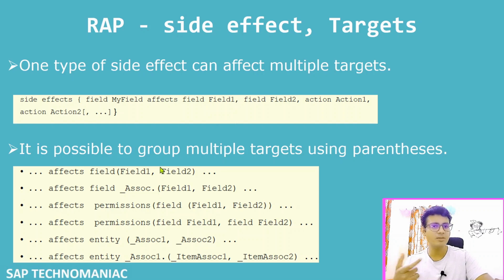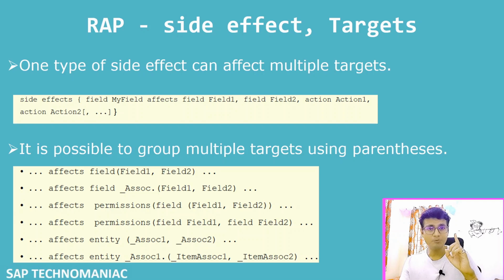And if you want to define multiple fields or multiple actions, you can use the parenthesis as well. So we can use multiple things in the target, and we can use the parenthesis to combine the fields, associated field or permission. So these are some of the things we have to make sure when we define the side effect.